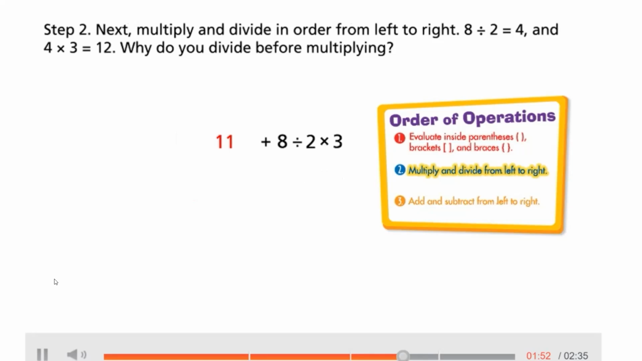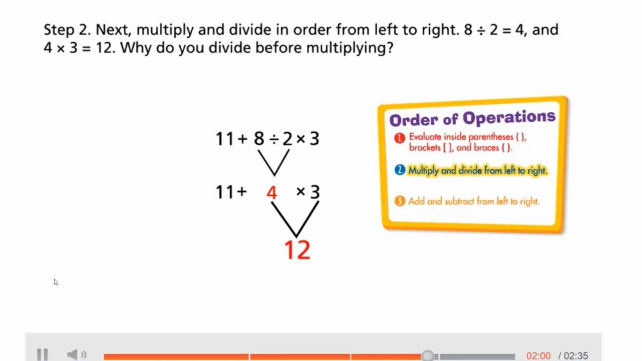Step 2. Next, multiply and divide in order from left to right. 8 divided by 2 equals 4, and 4 times 3 equals 12. Why do you divide before multiplying?